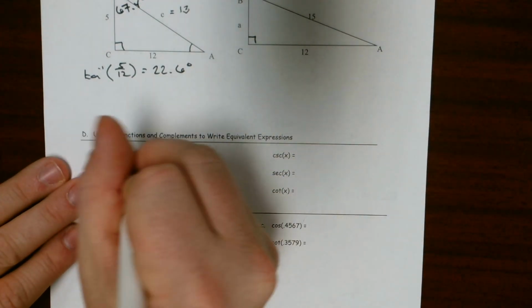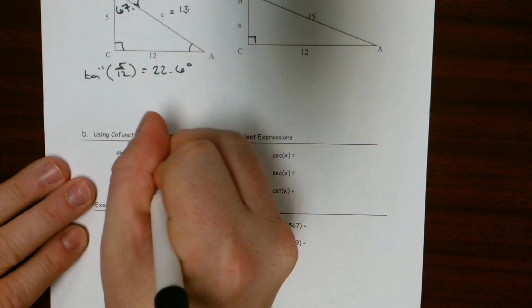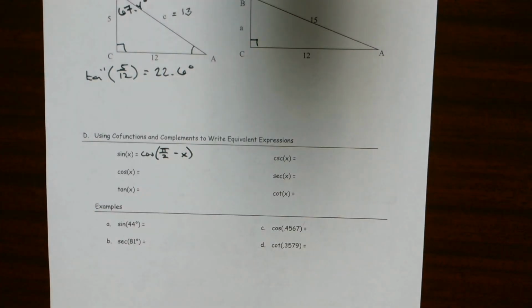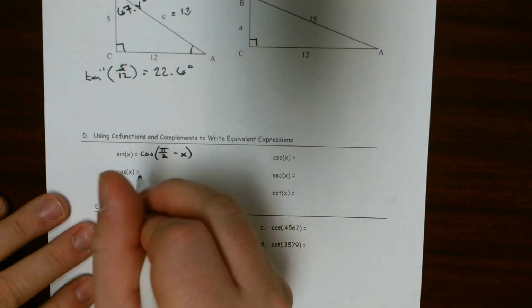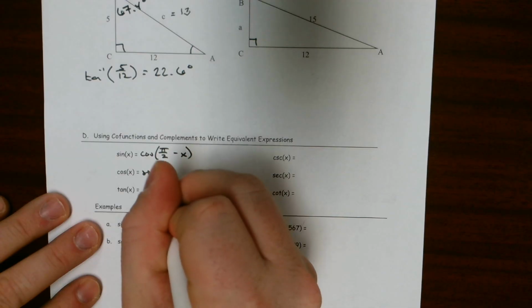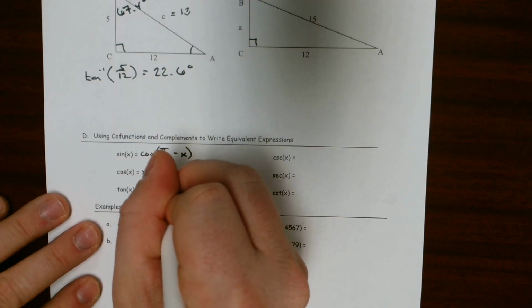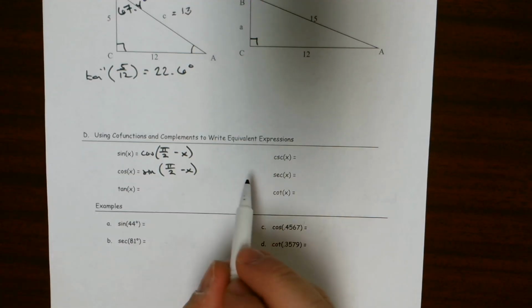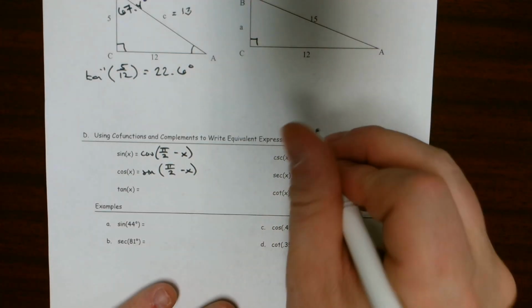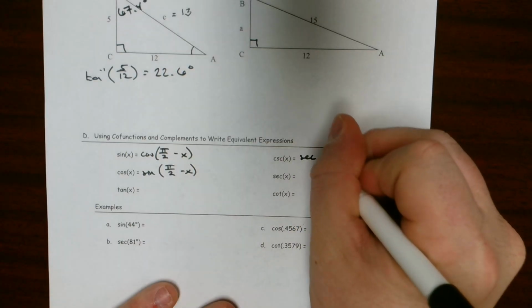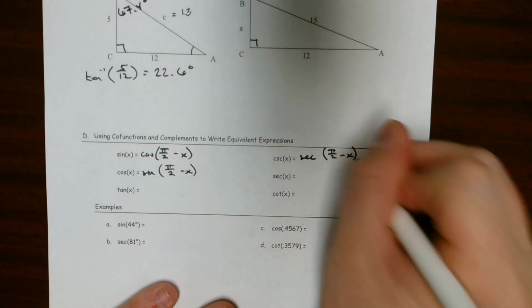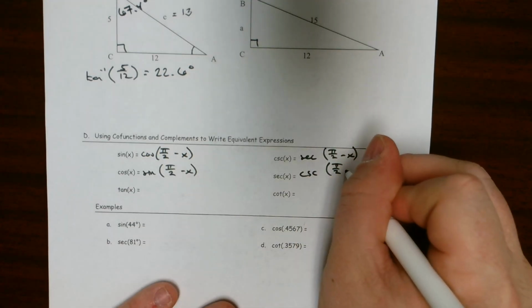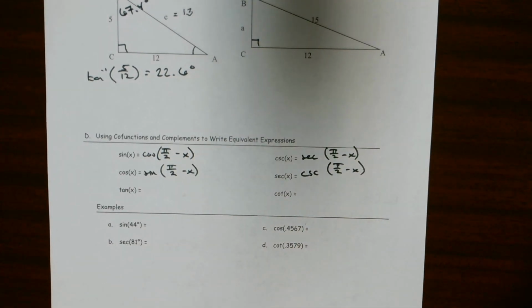So we know that the sine of angle x is equal to the cosine of 90 minus that angle, or pi halves minus that angle in radians. And the cosine of an angle is equal to the sine of 90 minus that angle. Which just means it's going to hold true for the reciprocals as well. So the cosecant is equal to the secant of 90 minus that angle, or pi halves minus that angle. And secant is going to be equal to the cosecant of 90 minus that angle, or pi halves minus that angle.